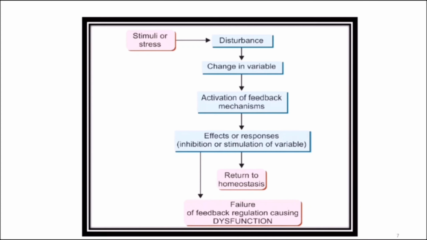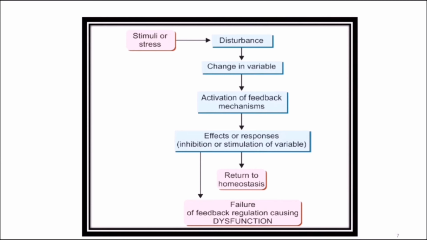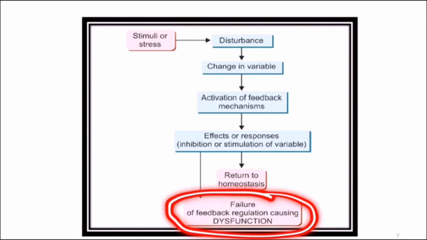It can lead to a failure of feedback regulation causing dysfunction. So this is a flowchart for the negative feedback mechanism. There is a stimulus or stress, it can have a disturbance in the body, it can change the variable set, it can activate the feedback mechanism, it can result in effects or responses through an inhibition or through a stimulation of the variable, which either returns to homeostasis or it can lead to a failure of feedback regulation causing dysfunction.